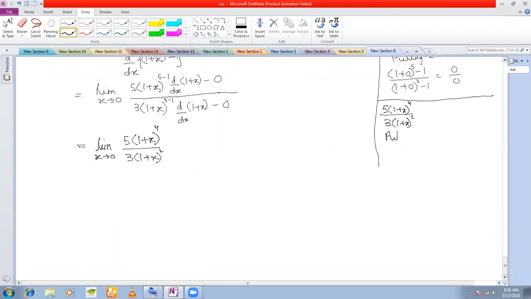So putting x equal to 0: 5 times 1 plus 0 to the power of 4 divided by 3 times 1 plus 0 whole square. So what you get is 5 by 3. That means this is a determinate form. And you simply put the value, which is equal to 5 by 3. So this is the value of the limit.